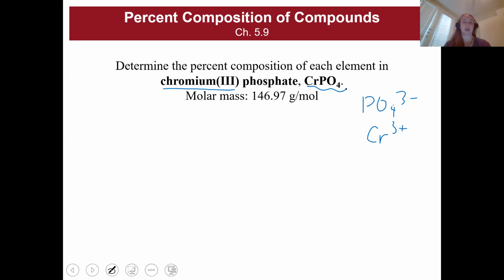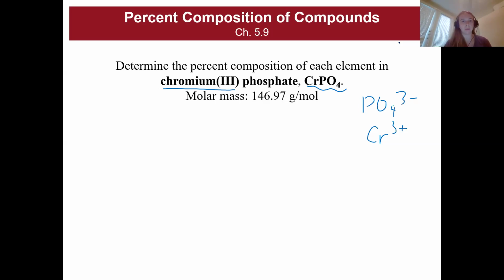But now we want to focus on the percent composition. So we were given the molar mass of chromium phosphate, which is great. We don't have to look that up. We do, however, need to know the atomic masses of chromium and phosphorus and oxygen, because we want the percent composition of each element. And if we pull out our handy dandy periodic table, we can look those up.